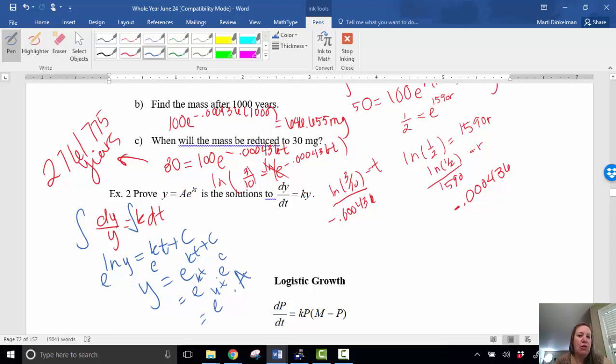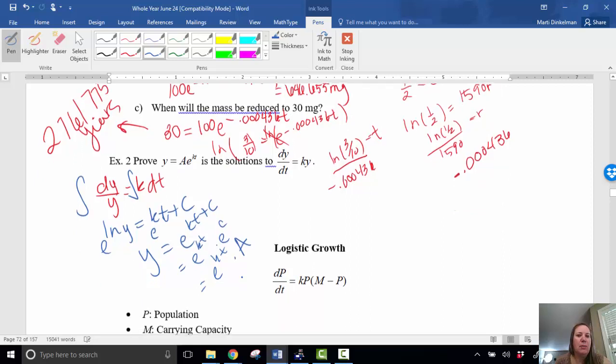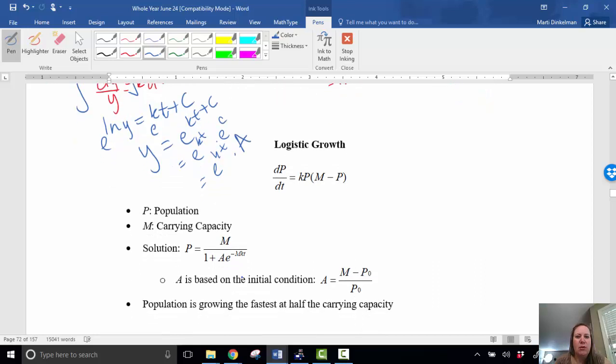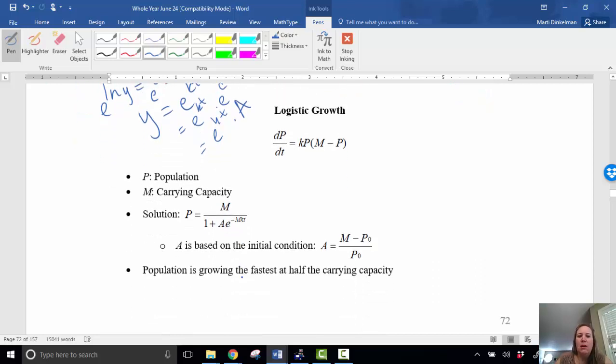So what you might want to do right now is go ahead and pick through and look for the ones that are exponential. And then we're going to talk about logistic growth. So this is the new one.